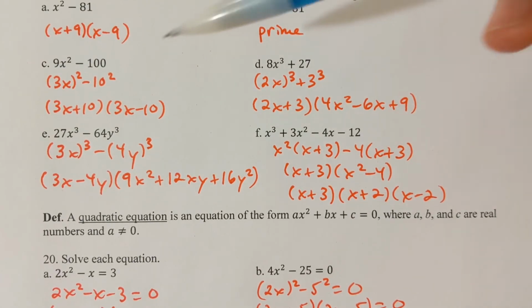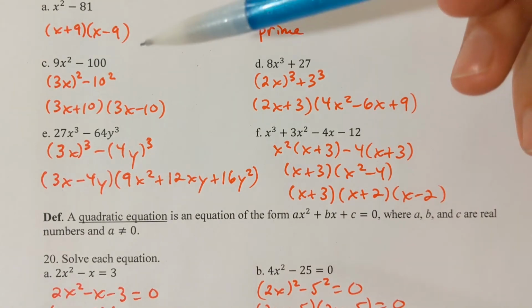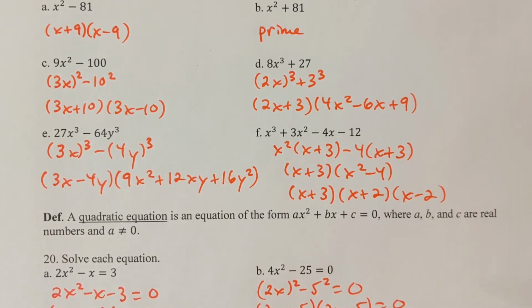Here's another one, part C. Okay, so 9x squared minus 100. Again, it's kind of hidden, but I'd want to look at this as the difference of two squares.